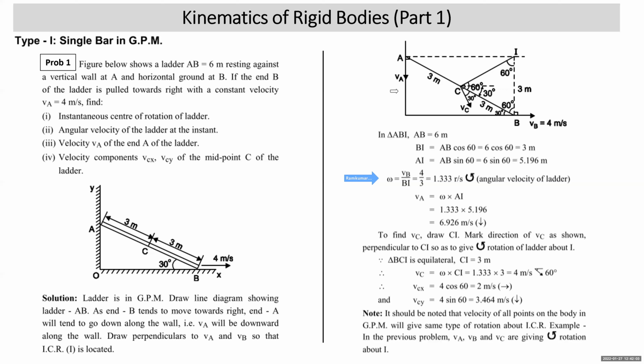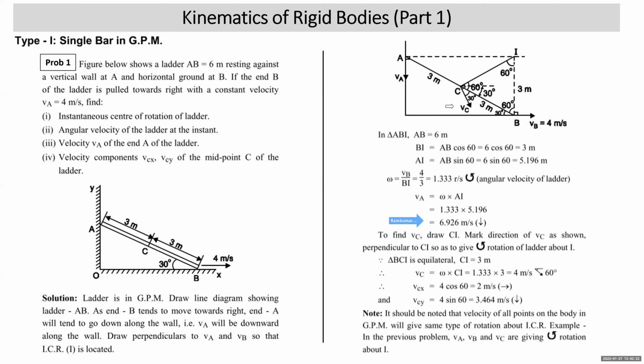So that is correct. How do you find VA? Omega into AI. Right? VA is omega into AI. Omega is 1.333, AI is 5.196. You get 6.926 meter per second vertically down. Now, he is asking for the velocity components of the velocity of point C.